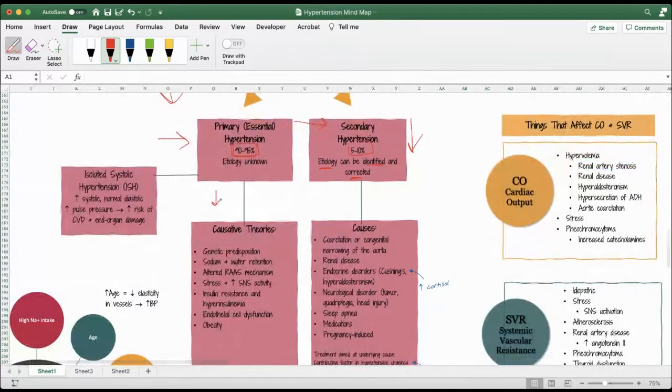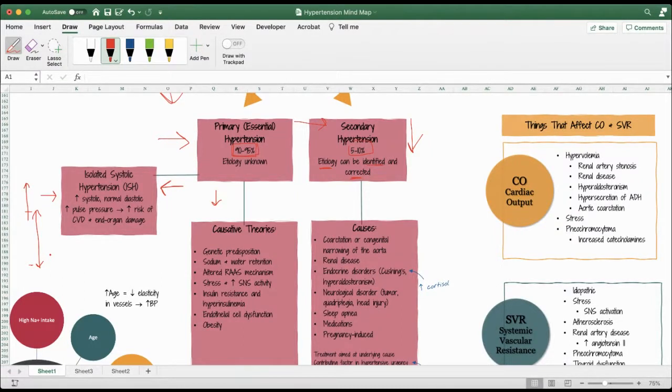And I'll go through those causative theories in a second, because there is a third kind of category, and this is your isolated systolic hypertension, where only the systolic is increased and the diastolic is relatively normal. So that will increase your pulse pressure. And if you remember, your pulse pressure is just the pressure difference between your systolic and your diastolic. So if your systolic keeps going up and your diastolic stays the same, then your pulse pressure is going to get larger, right?